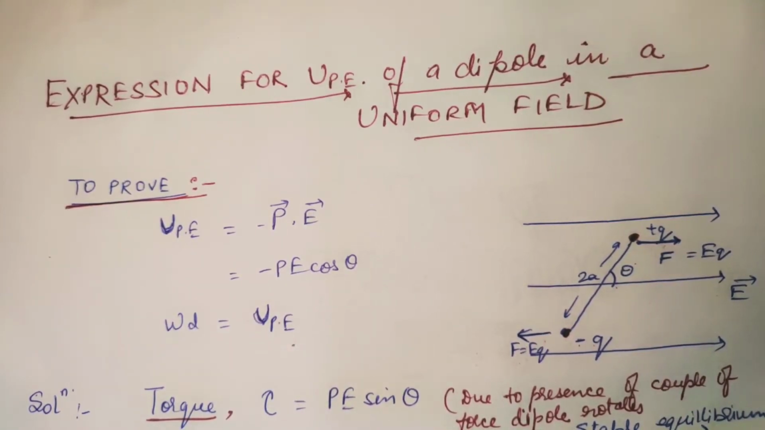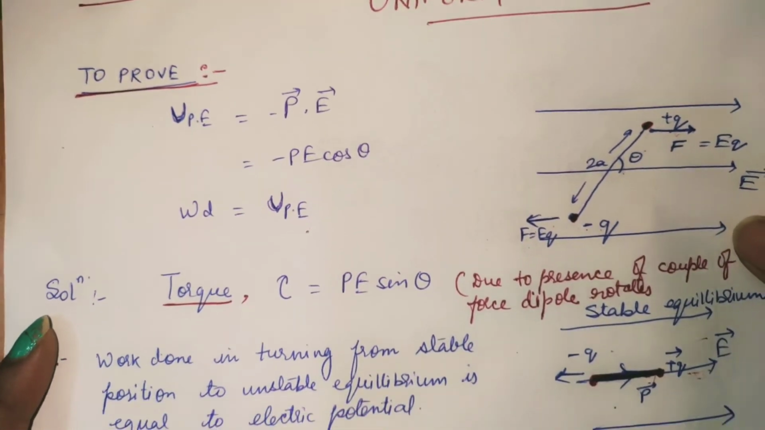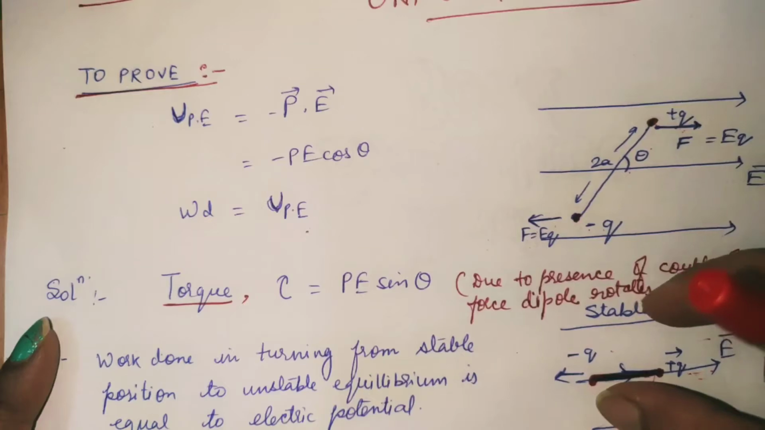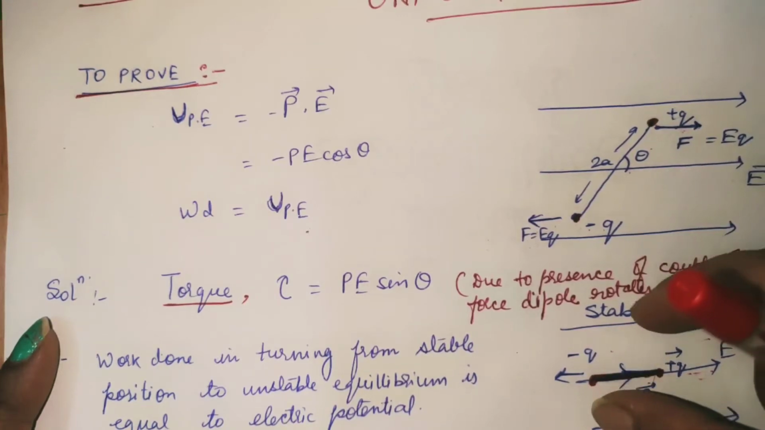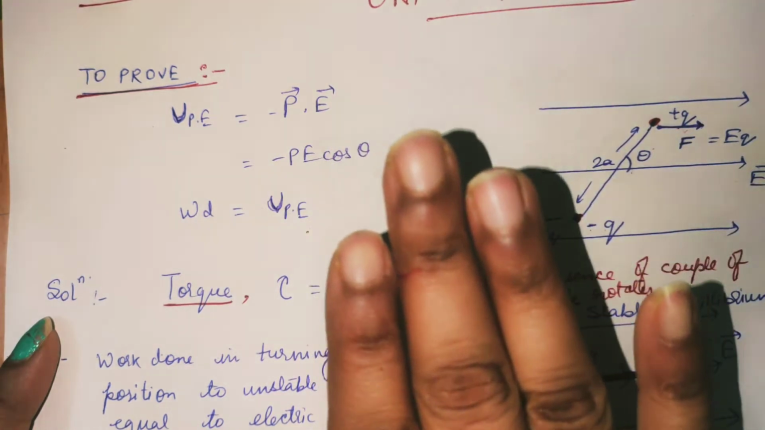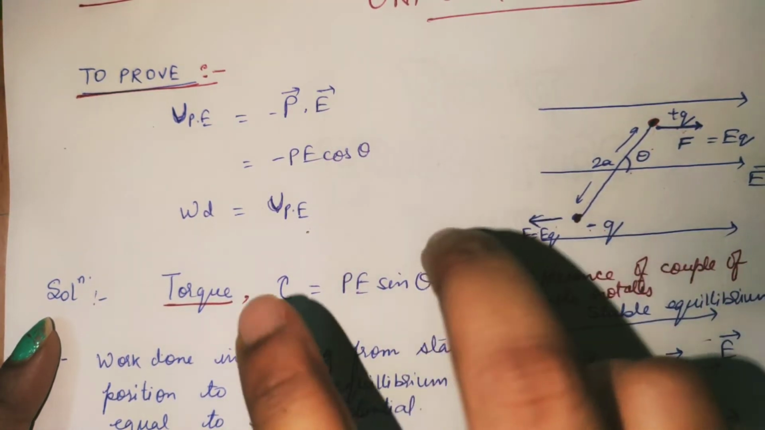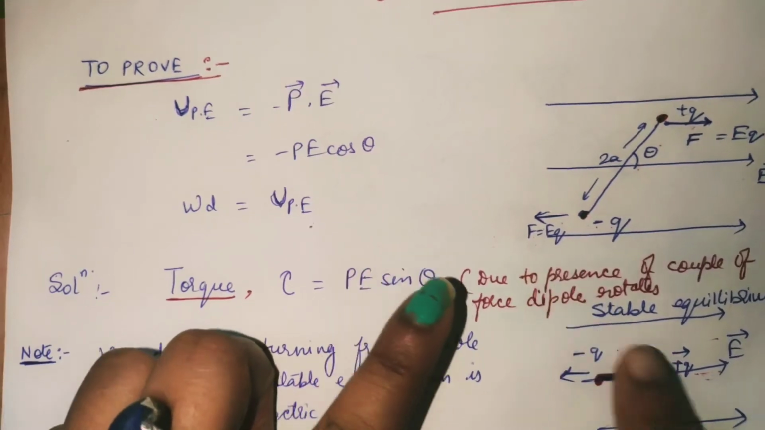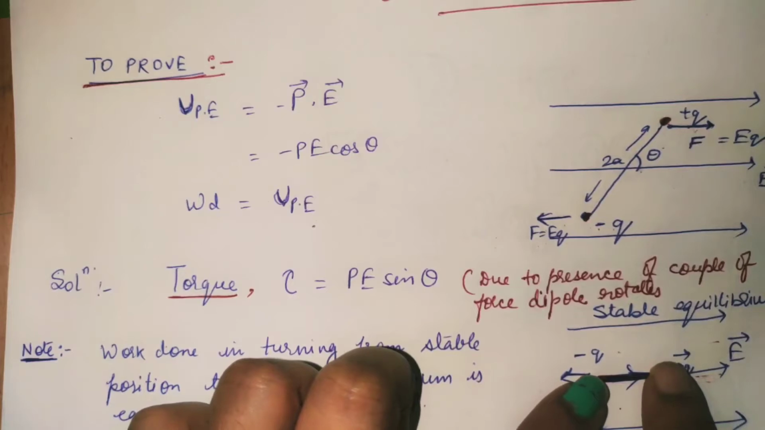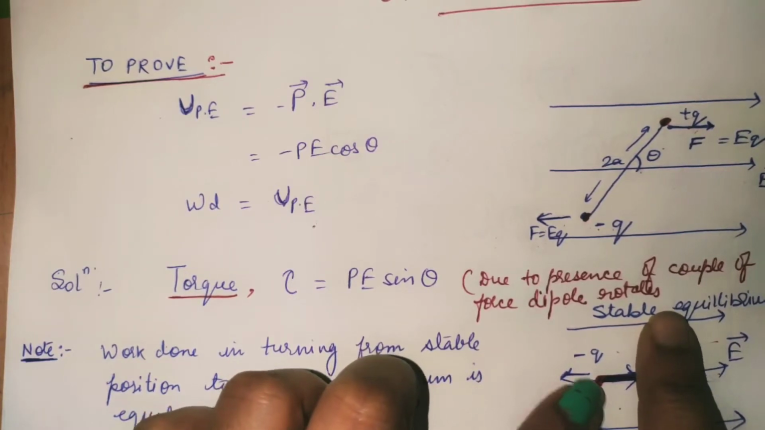Here also we have to do one thing: the dipole that is kept straight, we have to rotate it a little and bring it to an angle. To do this rotation, what do we need? We will have to do some work done. In simple language I can give you an example. If you push a table kept on the floor, you have to do work. In the same manner, we have to rotate this dipole from its equilibrium position to an unstable equilibrium position.